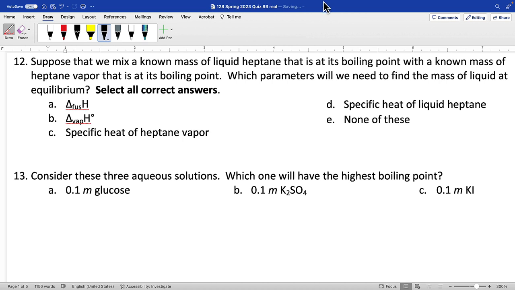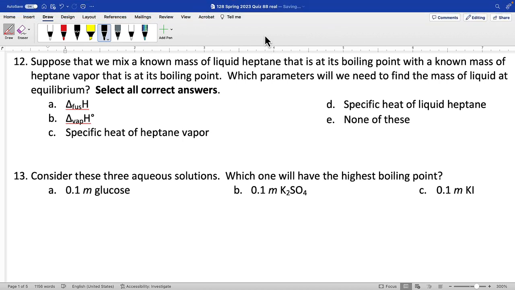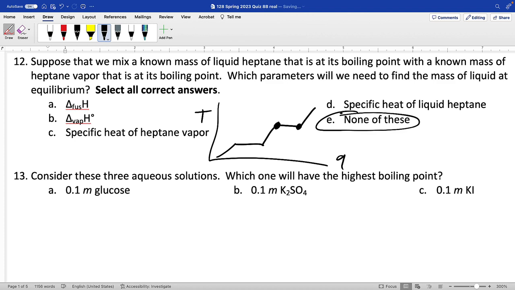Suppose we mix a known mass of liquid at its boiling point with a known mass of vapor at the boiling point. So in both cases, we're talking about heptane. So this is sort of like setting up that graph we just talked about. But here, the liquid's at the boiling point, the vapor's at the boiling point, and the key thing is that they're at the same temperature. If they're at the same temperature, we can't have any heat transfer. So they're already at equilibrium, nothing's going to happen. We don't need to look anything up.